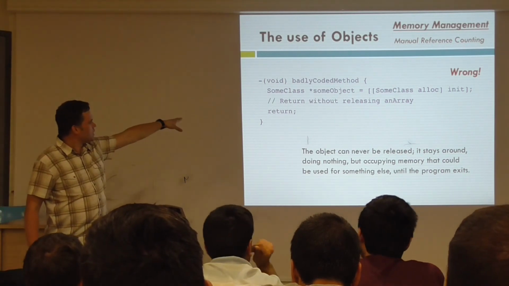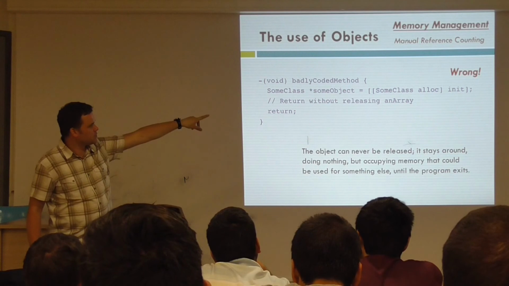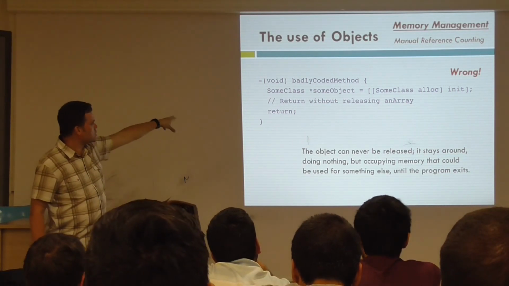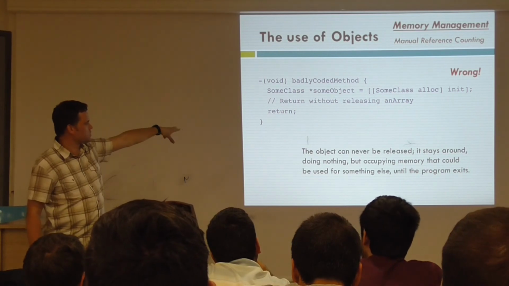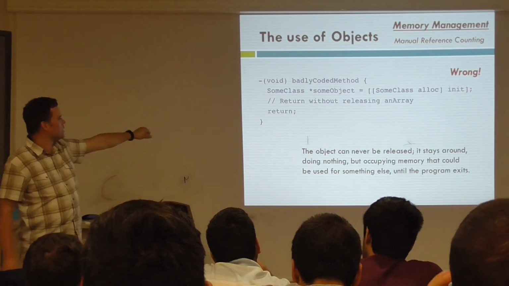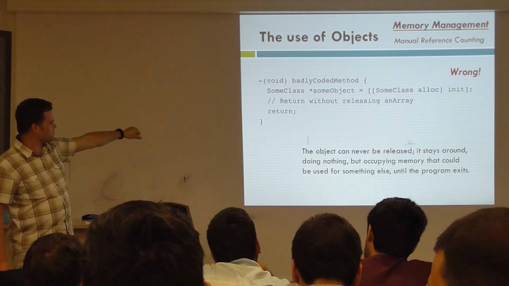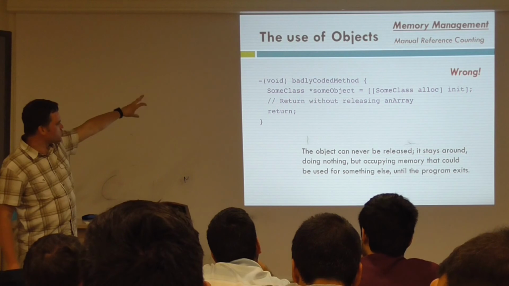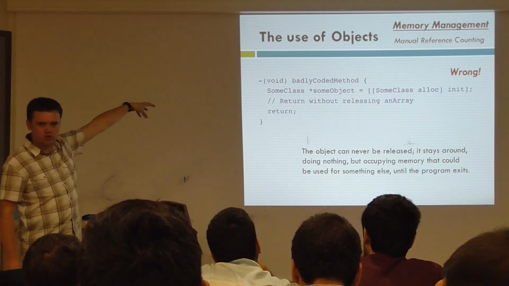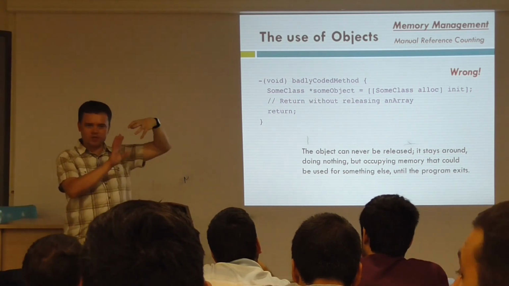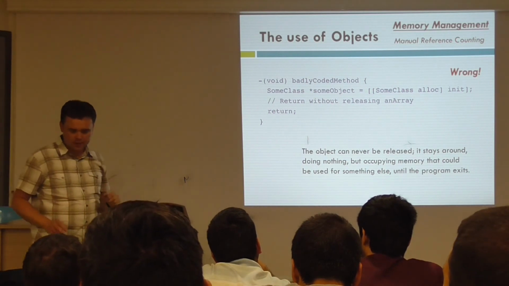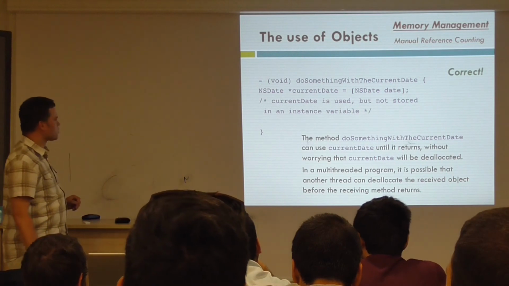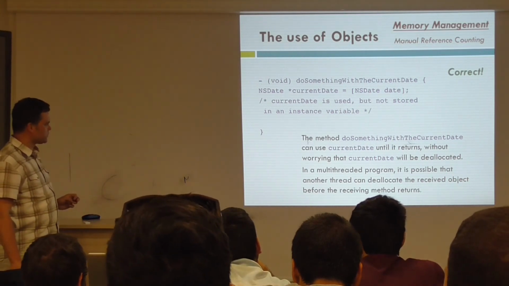A method with this code. We can create an object using alloc and init. We can return without releasing this object, but we should not do that. We can close this method, but the object is still in memory. So we should change this code and of course release it.